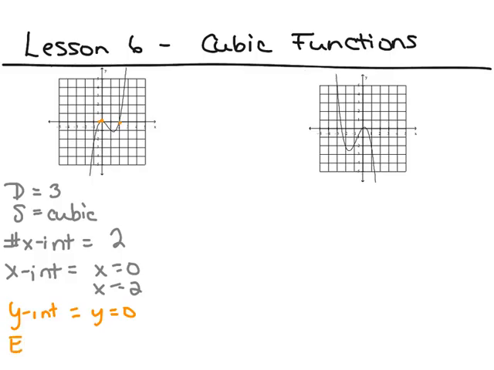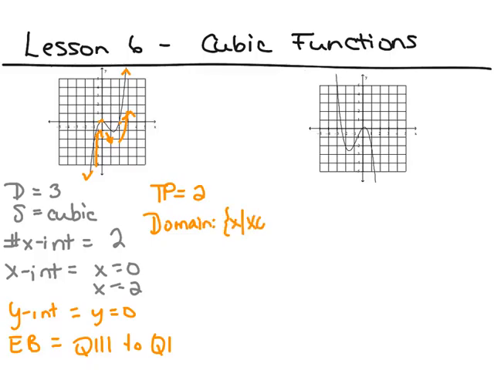The end behavior, it starts in quadrant 3, and it ends in quadrant 1. There are two turning points. Goes up, then down, then up, so it turns twice. For cubics, the domain is always x such that x ∈ R, it's an element of the real numbers, as well as the range. It's like a line. So there's all your information for that cubic.